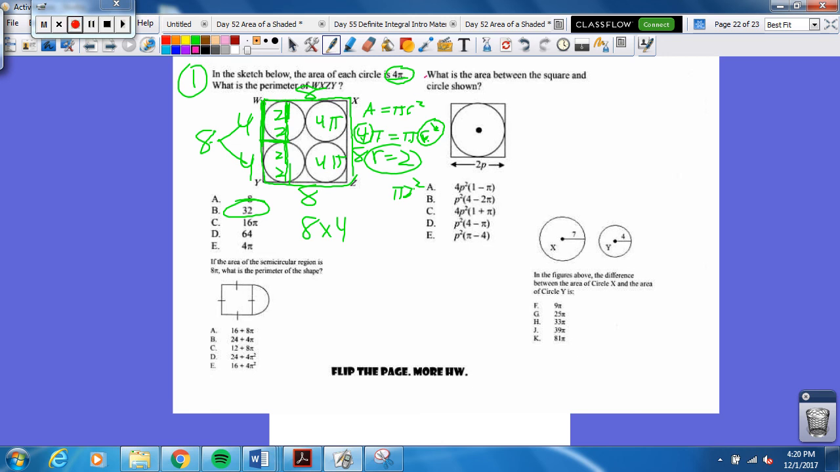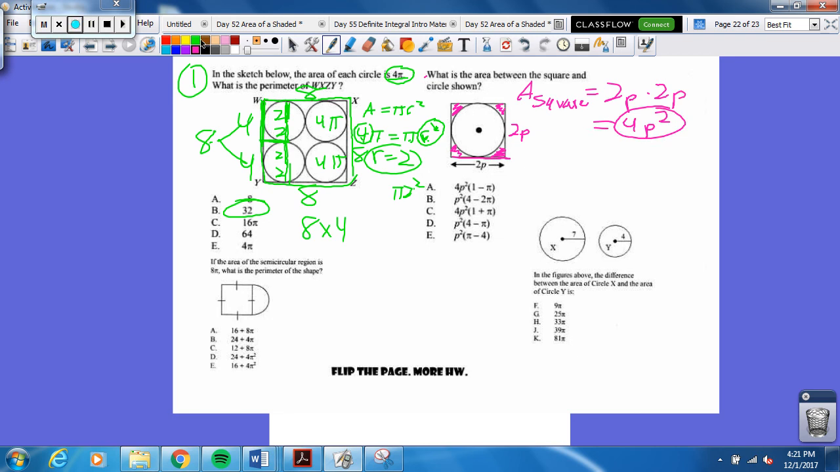Okay, what is the area between the square and the circle shown? Alright, so the area between the square and the circle is all here, this area right here, just like we did in class. Alright, no problem. So we're going to do area of the square, the outside first. Area of the square. So that's going to be 2p and 2p, so it's 2p times 2p, or 2p squared, so that's going to be 4p squared. Boom, got it, lock it in.